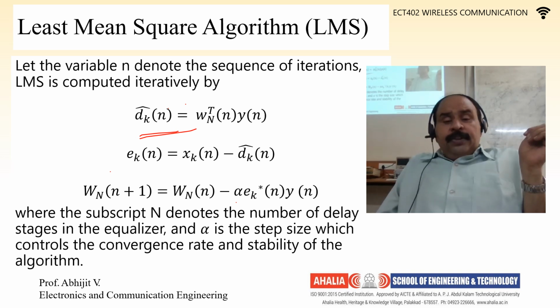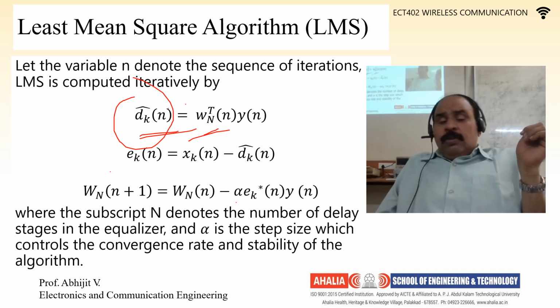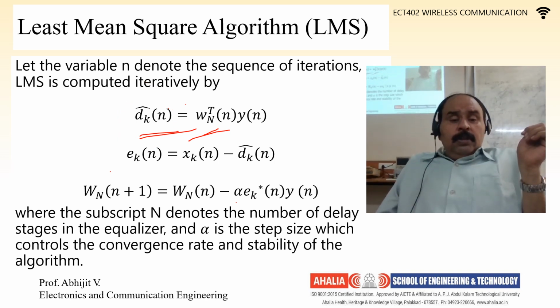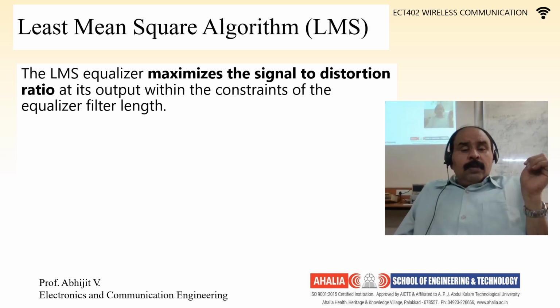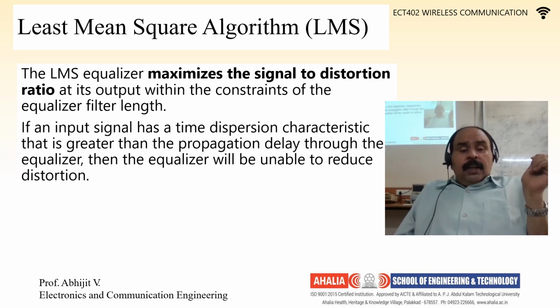We know that the desired d of n will be W n transpose into Y n, right? It's already defined. The LMS equalizer minimizes the signal to distortion ratio at its output with the constraints of the equalizer filter length.